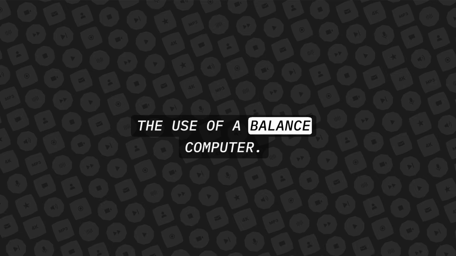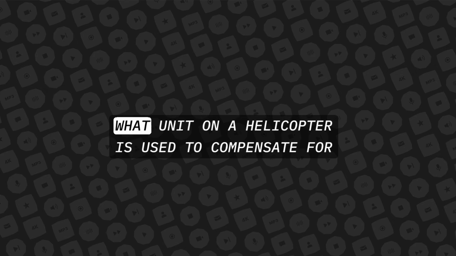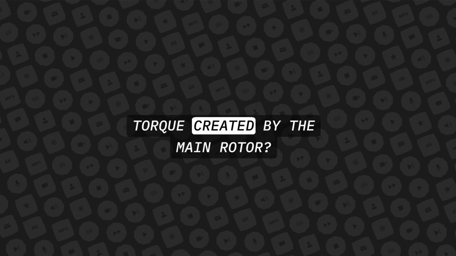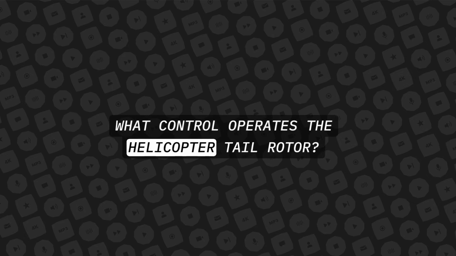What is the most efficient way to check a helicopter rotor for dynamic balance? The use of a balance computer. What unit on a helicopter is used to compensate for torque created by the main rotor? The tail rotor.